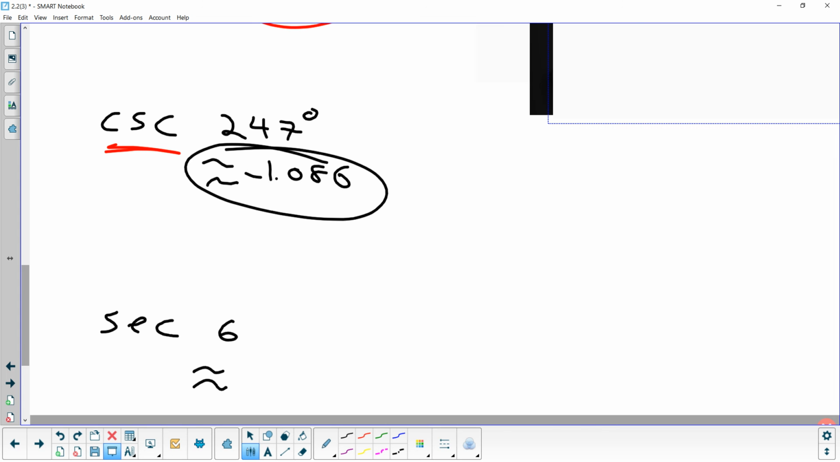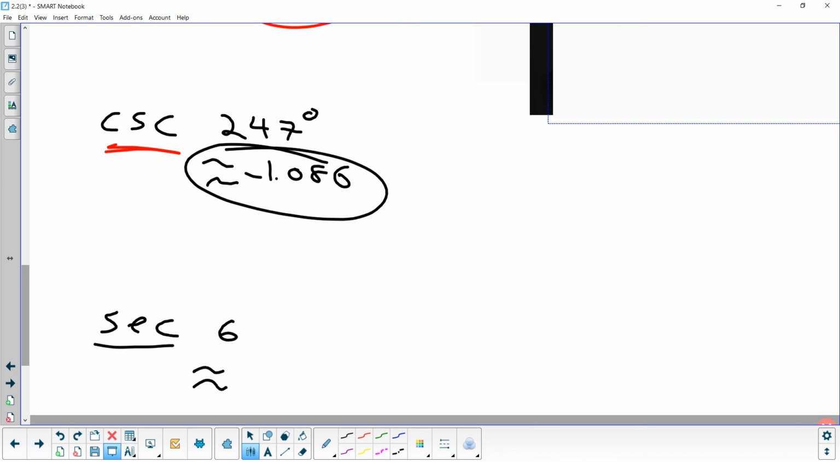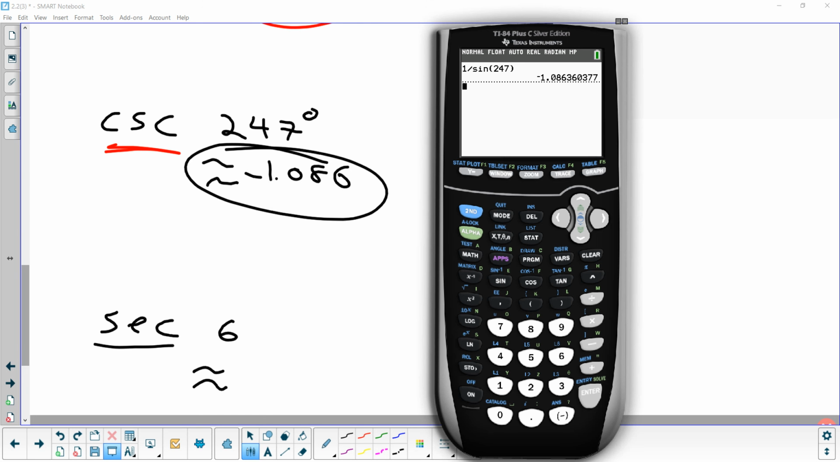And I'll do one more. Secant of 6. Right, so I'm back in radians again. If I was doing this on a test, I'd probably do all the problems that I can in radians first, and then I'd do all the degree ones like this, so I don't have to keep switching back and forth. Okay, but now I'm back in radians. And what trig function do we flip to get secant? Pete? Cosine? Good. You flip the cosine. 1 divided by cosine of 6, and there's your answer. 1.041.